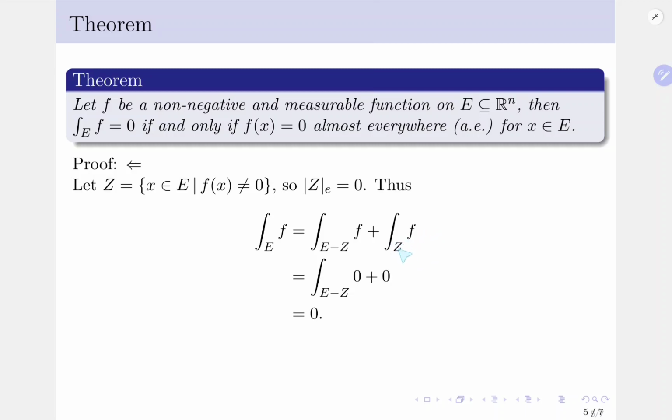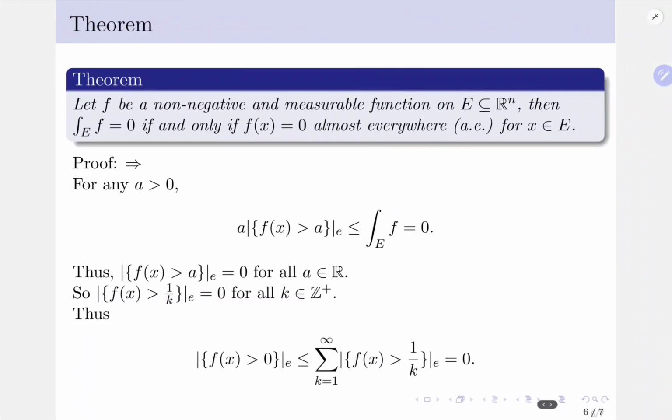And we know that Z has measure 0, so 0 times any function will be 0. And E minus Z is the set where f is 0. Because we remove all the non-zero part, which is in Z, f will be 0 everywhere. So the integral of 0 will be 0, then 0 plus 0 will also equal 0. So we prove that if f(x) equals 0 almost everywhere, then the Lebesgue integral of f on E will be equal to 0 too.